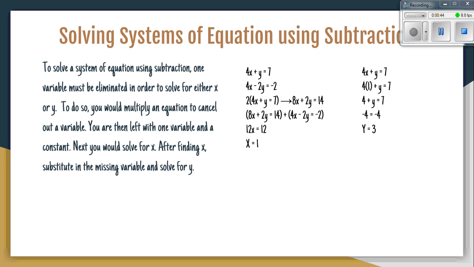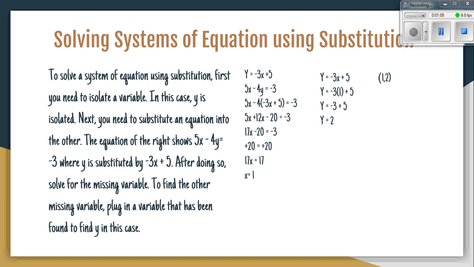To solve a system of equations using subtraction, a variable must be eliminated in order to solve for either x or y. To do so, you would multiply an equation to cancel out a variable. You are then left with one variable and a constant. Next, you would solve for x. After finding x, substitute in the missing variable and solve for y.